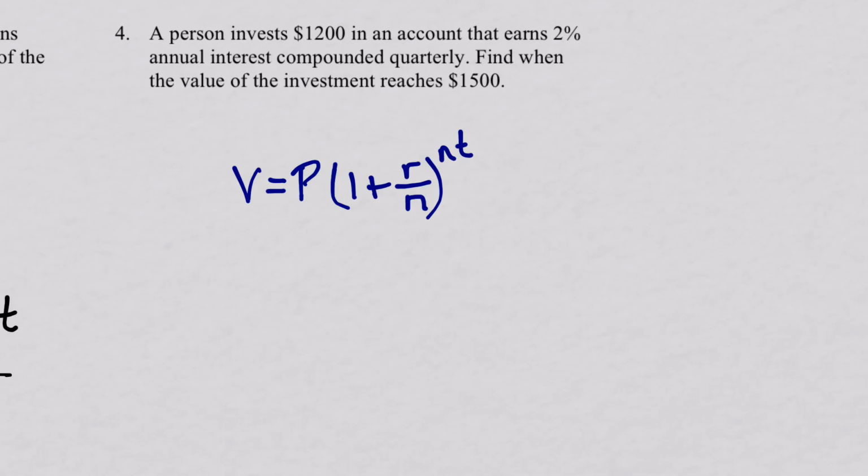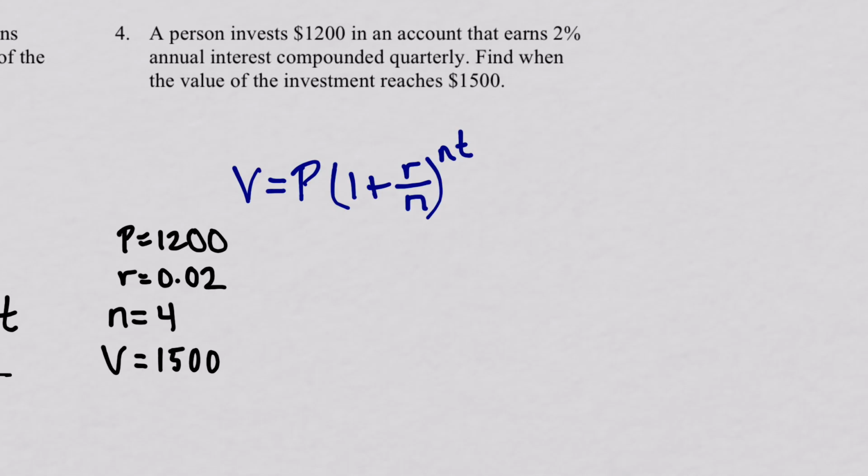All right, once we have it, it's just a matter of plugging in the correct values. It works the exact same way, except now we have a 4 for n here. Okay, so in this case, P is 1200, right? R is 2%, so 0.02. N is 4, because it's compounded quarterly, 4 times per year. Punch in those values. Oh, V. V is the total amount at the end. Find when the value of the investment reaches $1,500.